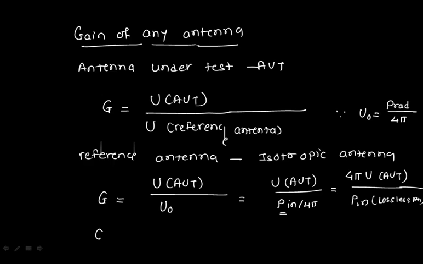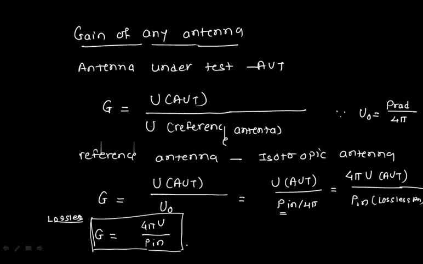If you consider a lossless antenna, your output will come like this: 4 pi U divided by P in, because there are no losses and whatever input you are giving will be radiated further. Now, as this is a ratio, a dimensionless quantity, if I'm interested in representing my gain in dB, I'll get 10 log of G0, which is the dimensionless quantity. So this is how I am going to calculate the gain.